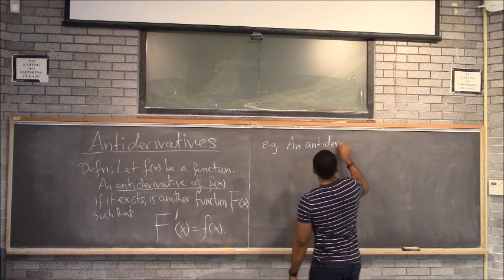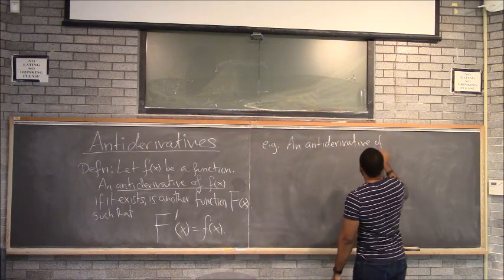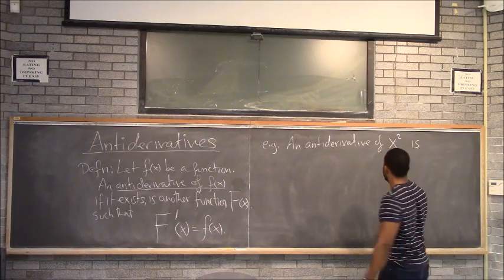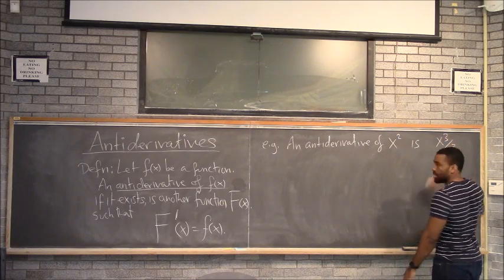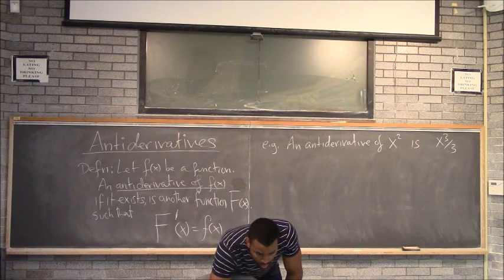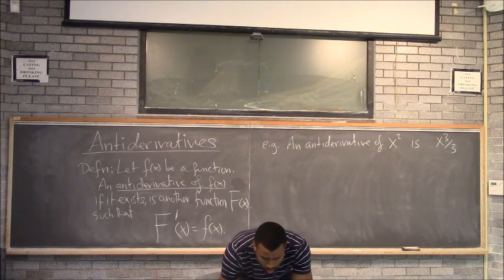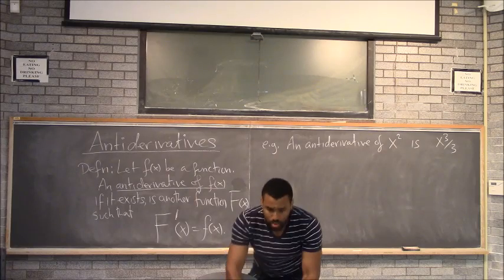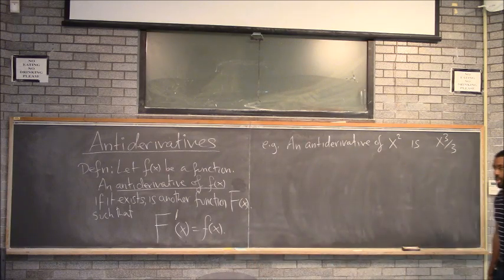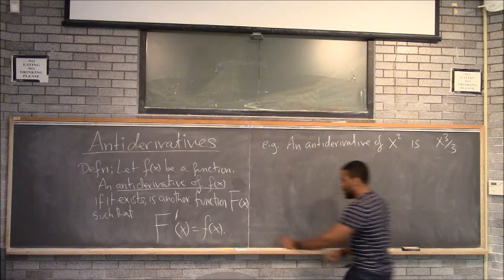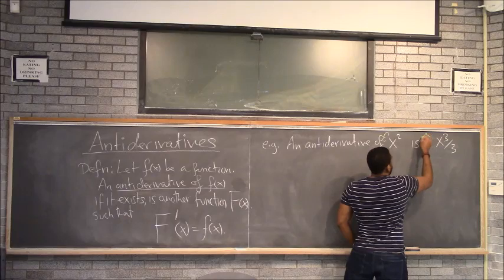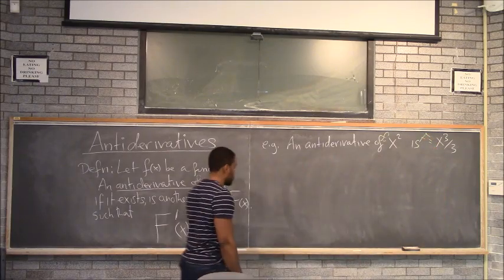An antiderivative of x squared is, how about you tell me? X cubed over 3. Okay. X cubed over 3. How is that x cubed over 3? Well, if I look at this as the little f, then it turns out that the big F could be thought of as the function x cubed over 3.